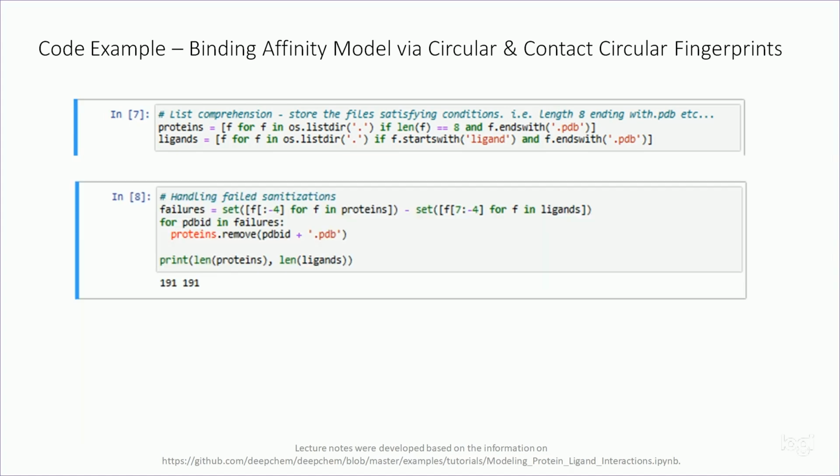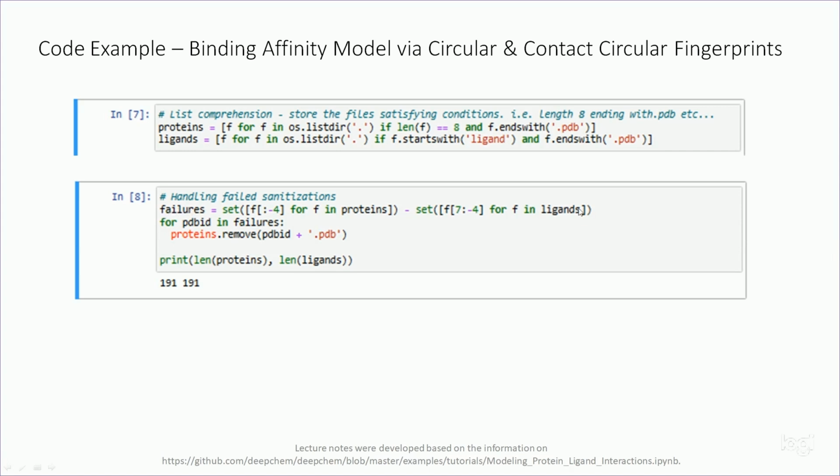In the next lines of code, we will handle the files with failed sanitization. We find the file's protein ID that is present in the protein file name but not in the complex file name, and then store these file names in the array called failures. Okay, -4 here indicates that we will exclude the ending .pdb in the name set, and 7 indicates the ligands, excluding the ligand prefix and excluding .pdb. In the file name, we're only including the name of the PDB ID.